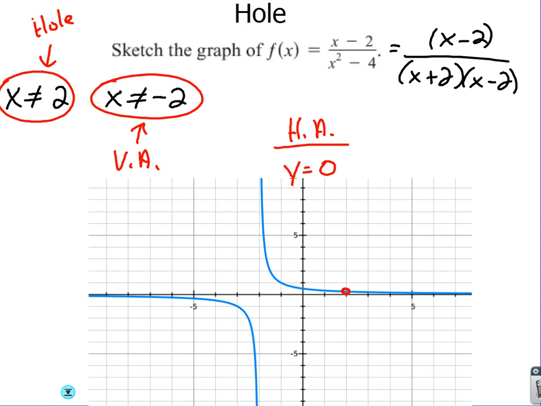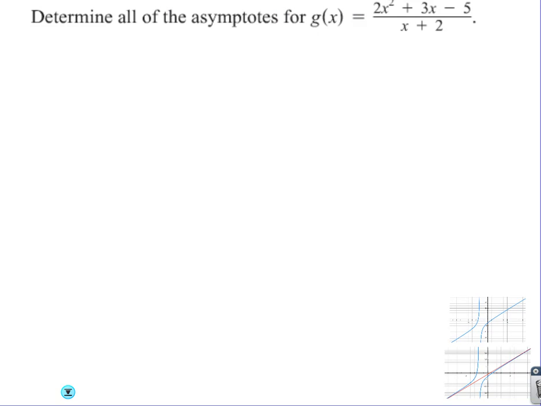Nearly done, guys, I promise. Obliques. Everybody knows what obliques are. Determine all of the asymptotes, and notice it says all. Not just vertical and horizontal, but all. I'll show you how to find oblique asymptotes in just a second. Let's start with your horizontal and your vertical.